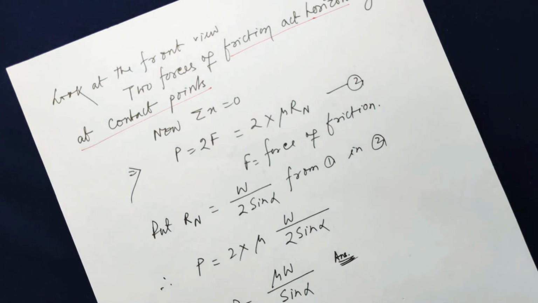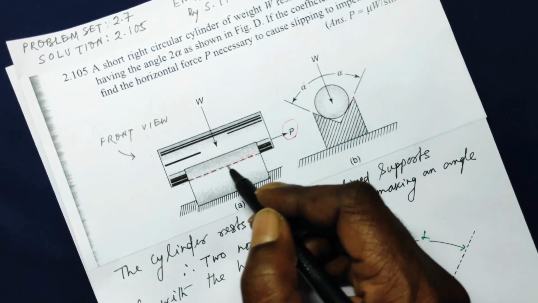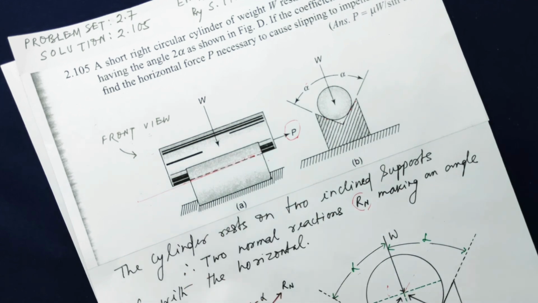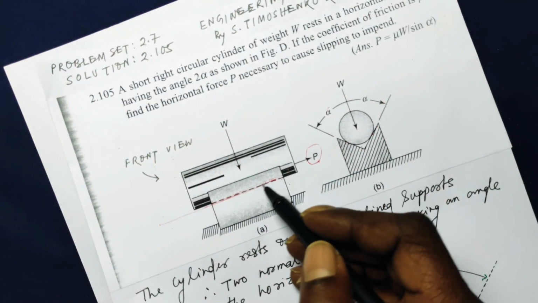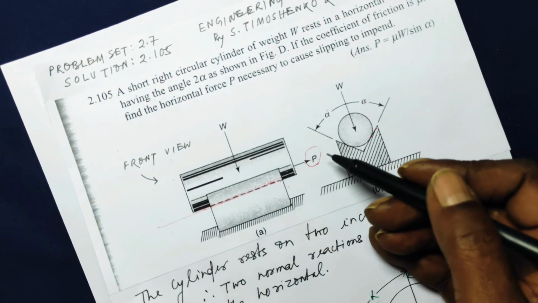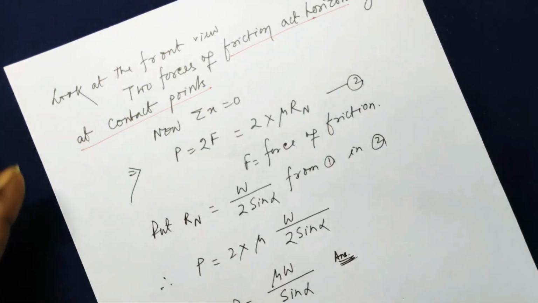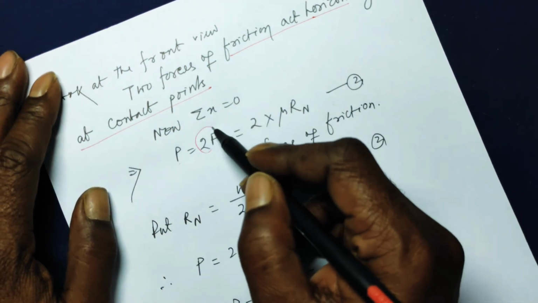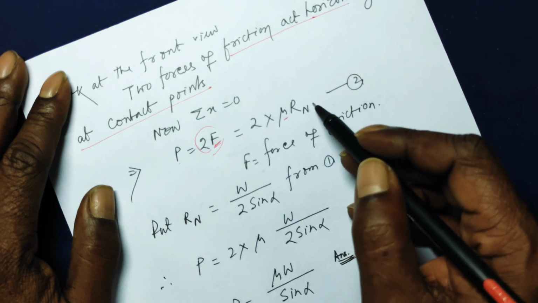Now sigma x equal to 0 means this is the pulling force, and the force of friction will be to this side for one surface, and on the other side for the other surface. So there are two forces of friction. So P is equal to 2 times F, and as we know, force of friction F is equal to mu times normal reaction.